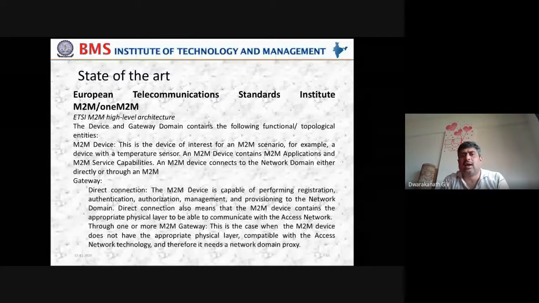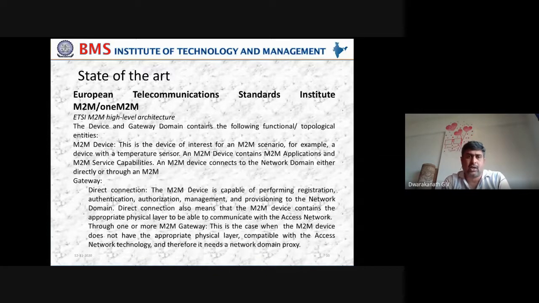The device and gateway domain contains the following functional or topological entities. So first we will see what things will be there in a device and gateway domain. The M2M device is the first. This is a device of interest for an M2M scenario, for example, a device with a temperature sensor. An M2M device contains M2M applications and M2M service capabilities, and an M2M device connects to a network domain either directly or through an M2M gateway.